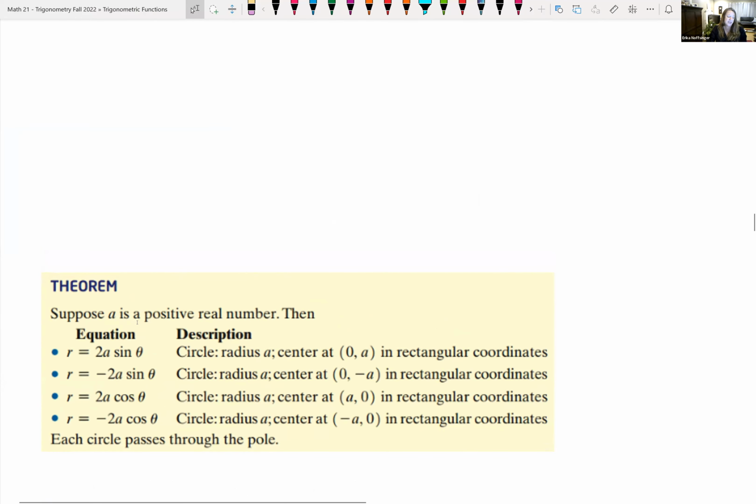So suppose a is a positive real number, then we can say that r equals 2a sine theta. The circle has a radius of a. And it looks like this is actually off. The center is at 0, a in the rectangular coordinates. If we have r equals negative 2a sine theta, it's saying the radius a has a center at 0, negative a. r equals 2a cosine theta, we have the radius a at center a, 0. So the circle passes through the pole.